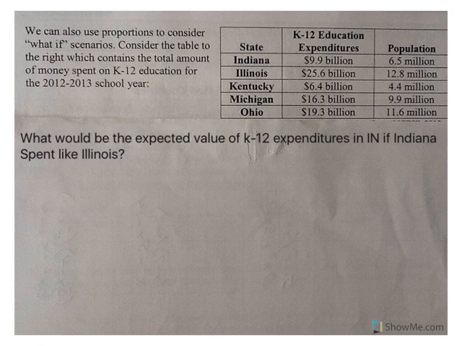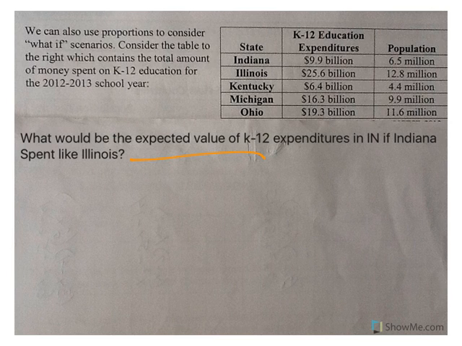Proportions can also be used to answer some what-if questions. Now, in this video, we are given information for K through 12 education expenditures for 5 states, along with their populations. Now, this is actual information, but we can answer questions like, what would be the expected value of K through 12 expenditures in Indiana if Indiana spent like Illinois?